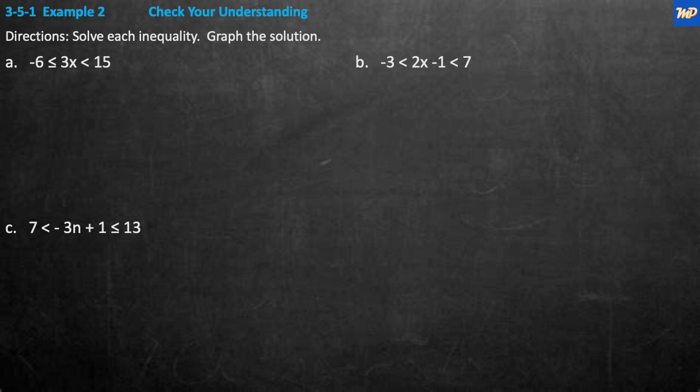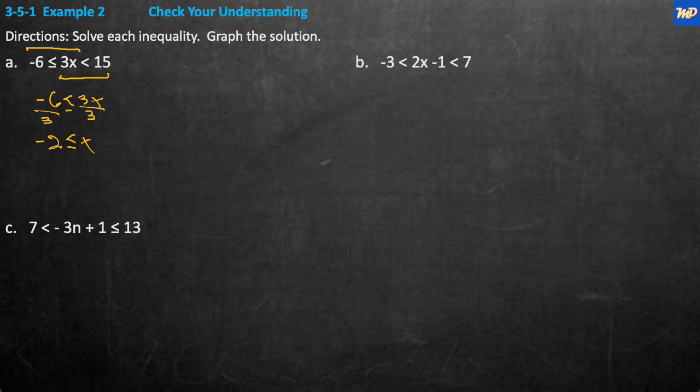Okay, I'm assuming you've done that, so let's give it a try. Right here, we're on problem A. We have these two inequalities: negative 6 is less than or equal to 3x, and 3x is less than 15. We're going to solve this in two pieces. First, negative 6 is less than or equal to 3x. We're going to get x by itself, so we divide each side by 3. And what are we going to have? Negative 2 is less than or equal to x.